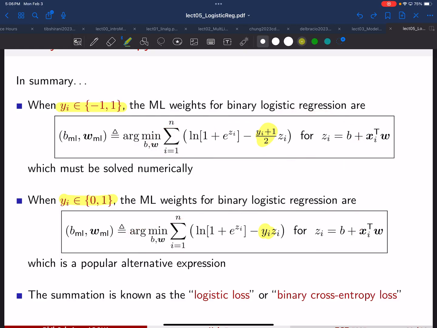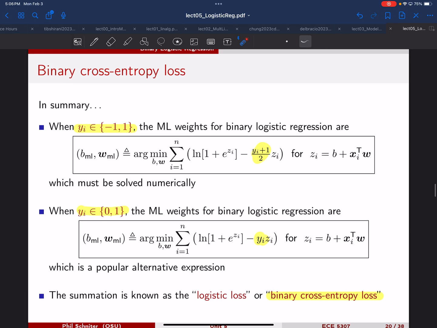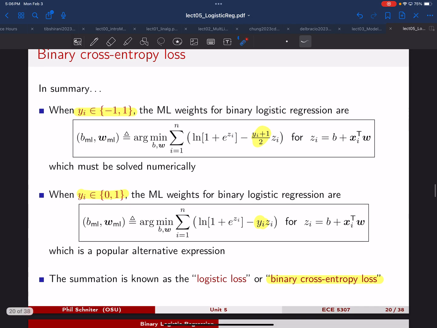And finally, this is often known as binary cross entropy loss. There's a reason behind this terminology that I won't get into at the moment, but this is the most common term for this loss, the thing that you minimize to do logistic regression.